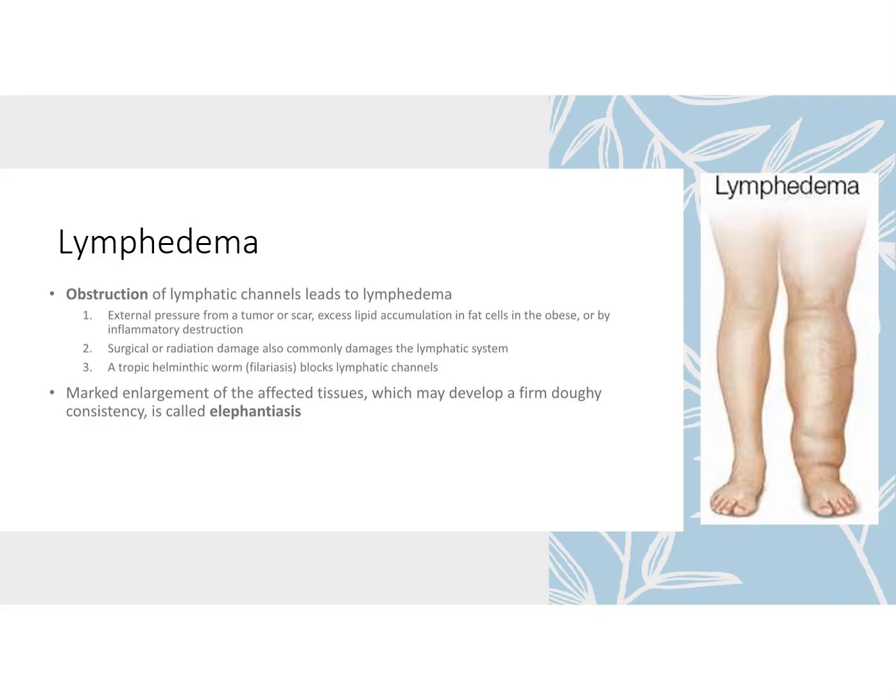Now let's talk about what this looks like. When lymphatic obstruction is prolonged, affected tissues undergo marked enlargement. Early on, the swelling may feel soft. Over time, however, the tissue becomes firm and doughy due to chronic protein accumulation, fibroblast activation, and connective tissue deposition. When this enlargement becomes extreme, it's referred to as elephantiasis.